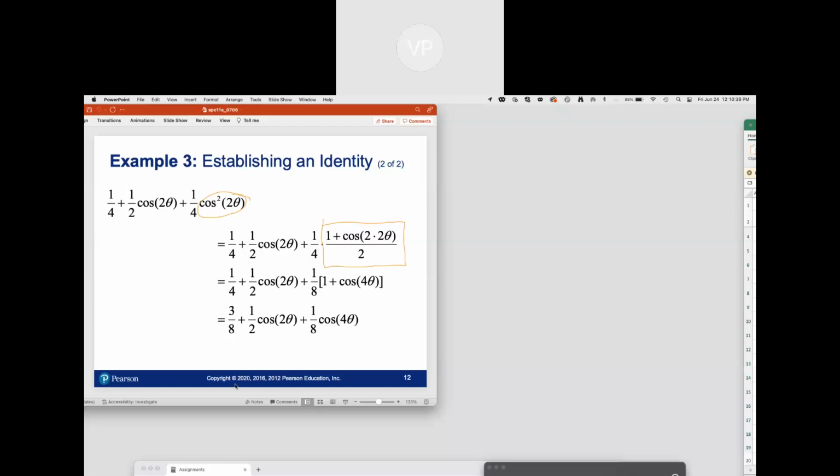And then the last part, they did one more distribution. So this 1/8 goes here, and it goes here. That's this 1/8. So this thing becomes a 1/8 cosine 4 theta. This 1/8 combines with the 1/4. And just in case you don't see it, they did the common denominator. That's how they got the 3/8 right there. Okay?